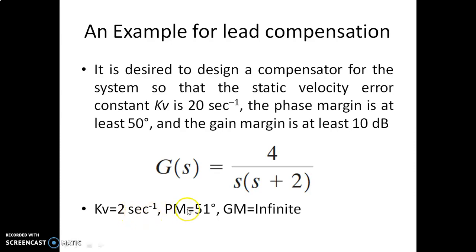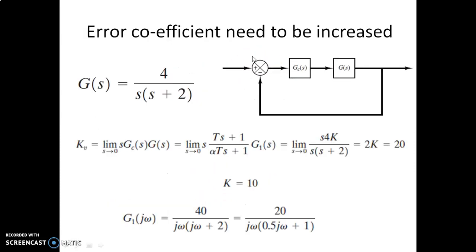So even though the phase margin is close to the desired one, the gain margin is too high. Since this has a lot of steady state error, it needs to be compensated using a lead network, a lead compensator. So that's what we are doing now, in order to increase the value of Kv to 20.